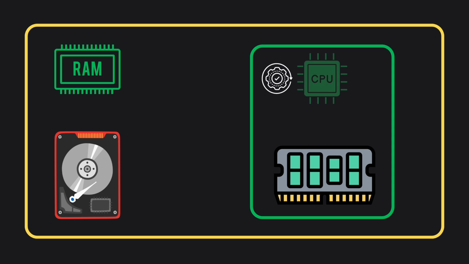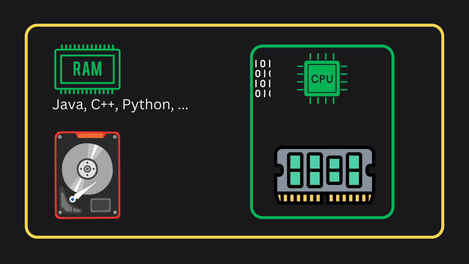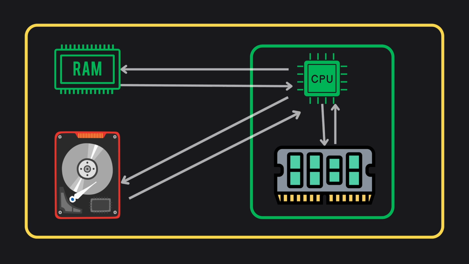But before it can run our code, which is written in high-level languages like Java, C++, Python or other languages, our code first needs to be compiled into machine code. A compiler performs this translation, and once the code is compiled into machine code, the CPU can execute it. It can read and write from our RAM, disk and cache data.